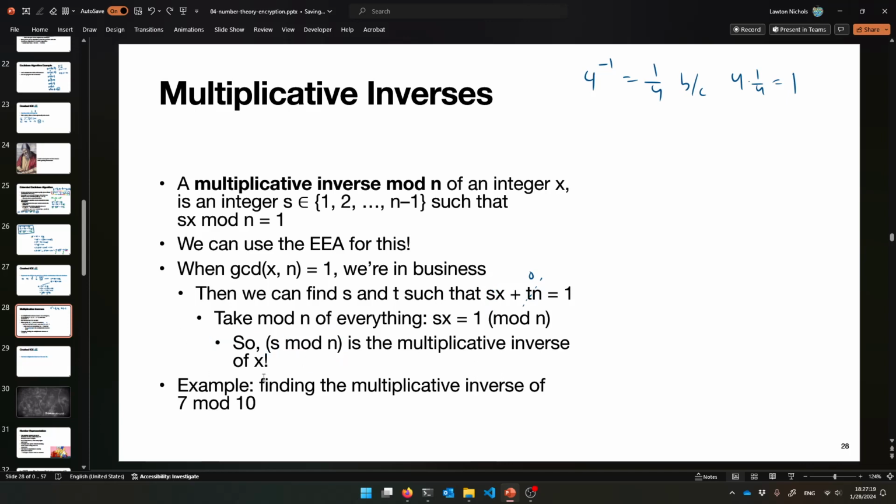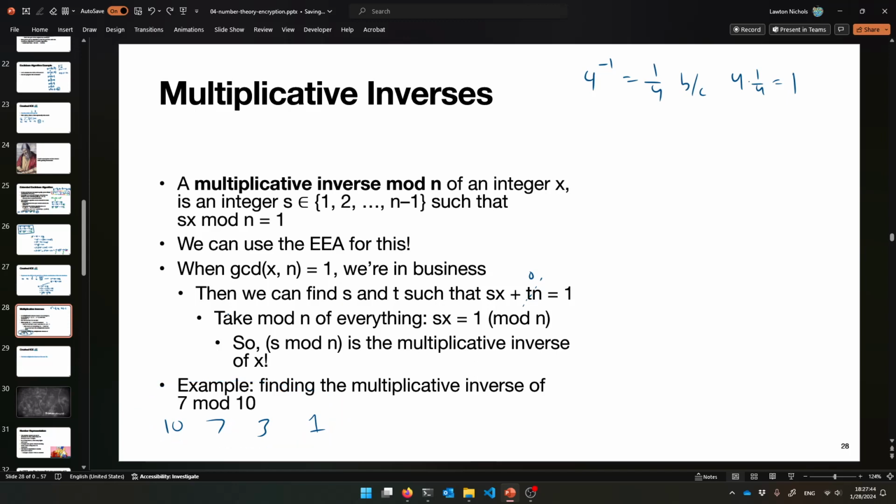Okay, so let me show you an example. Let's find the multiplicative inverse of 7 mod 10. I'm going to take the GCD of 7 and 10, writing the bigger number first because they just flip after that. So 10 mod 7 is 3, 7 mod 3 is 1, and 3 mod 1 is 0. So the GCD really is 1. It checks out. Now let me write my equations.